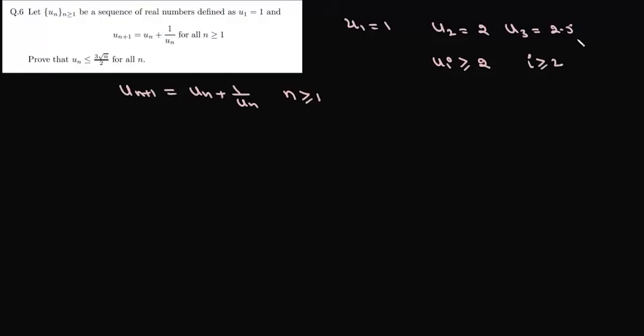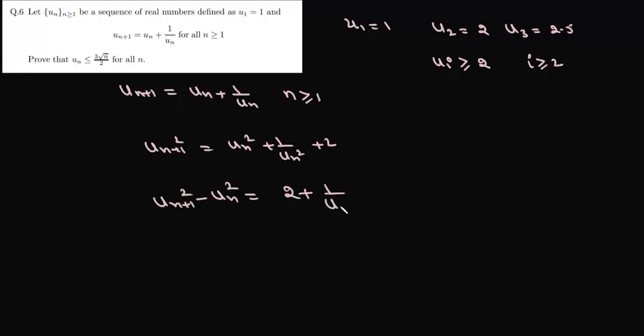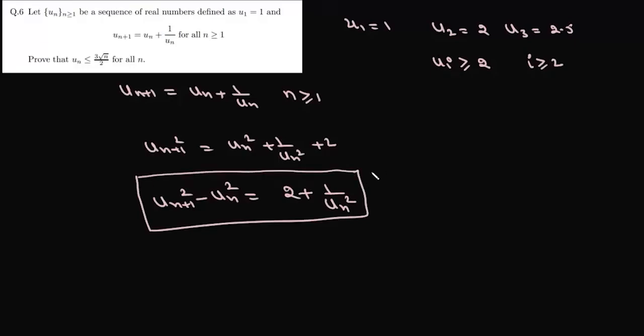Now what we're going to do is, we're going to write this as un plus 1 square will be un square plus 1 upon un square plus 2, or un plus 1 square minus un square will be equal to 2 plus 1 upon un square. And this is the iterative relation we are going to use for our telescopic summation.